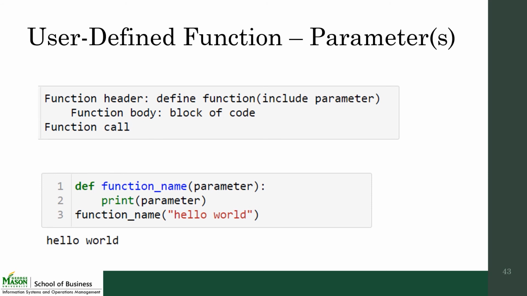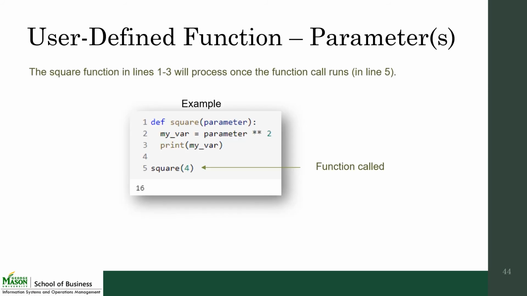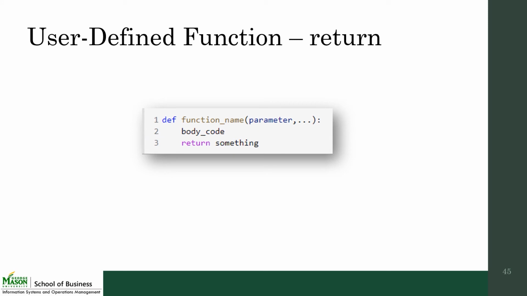This parameter will be referenced within the block of code underneath the def header. This example shows that the function's parameter is squared by using double asterisks followed by the number 2. The result of this expression will be stored in my_var, which will then be displayed. When the function is called, the argument inside the squared function is 4, and then the program displays the squared result of 16.